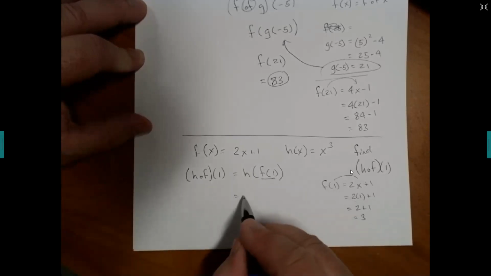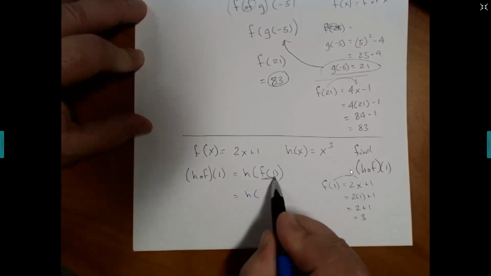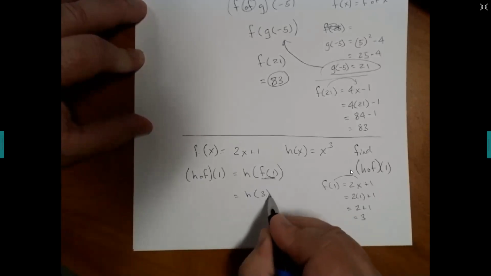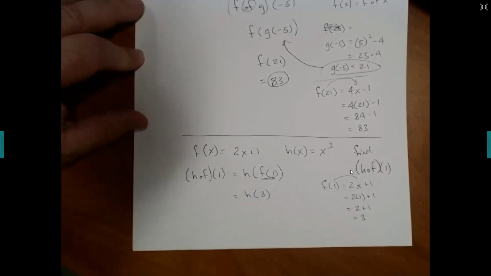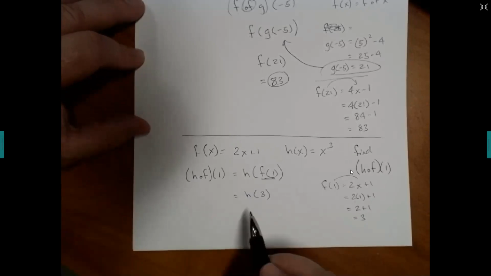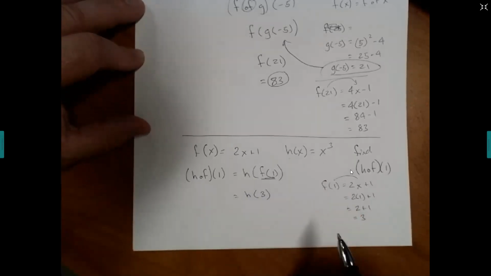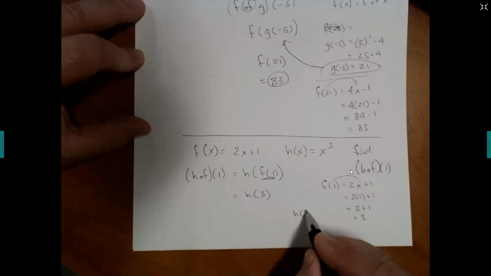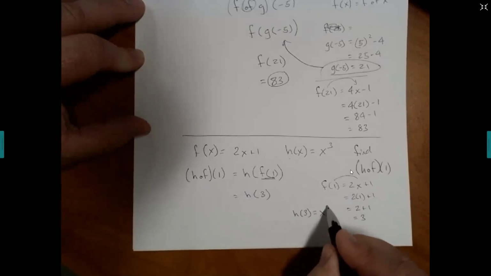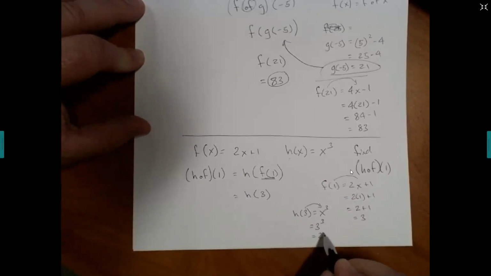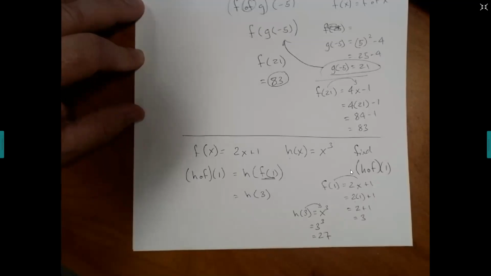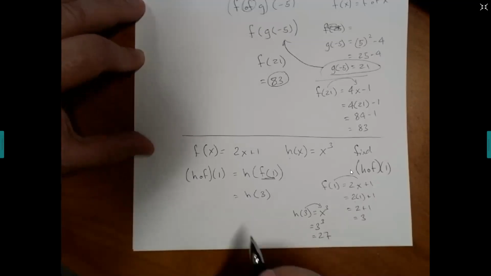So since f of 1 is equal to 3, that goes inside the parentheses. Now we go to the h function. We have h of 3, where h of x is x cubed. So anywhere we see an x, we put a 3. 3 cubed is 27. 3 times 3 is 9, times 3 is 27.